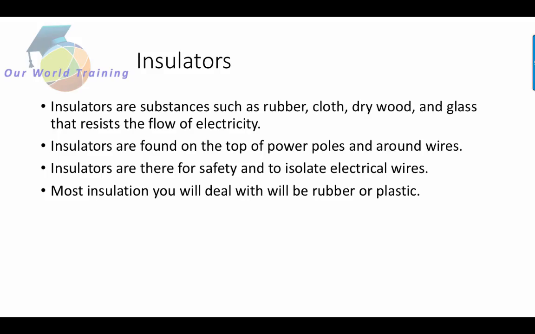Insulators are the opposite of conductors. Insulators do not allow electrons to flow easily. They're substances such as rubber, cloth, dry wood, glass, and some other substances that resist the flow of electricity. If you take a look out at the street in front of your house or building, you'll see that insulators are found on the top of power poles and around wires. Insulators are there for safety and to isolate the electrical wires. Most insulators you'll deal with are rubber or plastic.